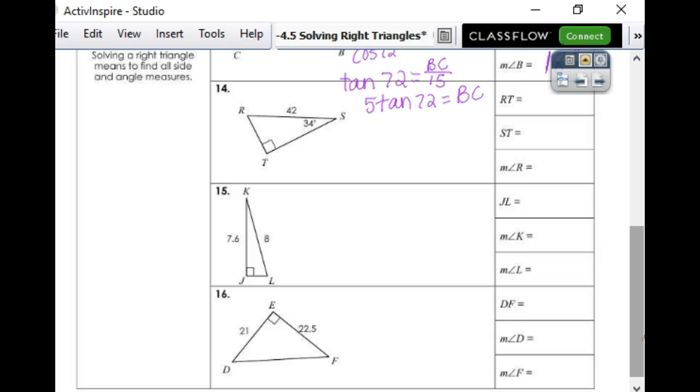Which two go together? Which two go together on the one side? The a squared and b squared. Well, no one's going to label this a squared and b squared for you. So the two sides that make up the right angle, that is your a and b. So I'm going to have 7.6 squared plus JL squared equals 8 squared. If you do that, I got 2.498 for JL.